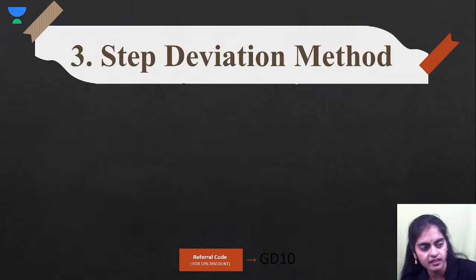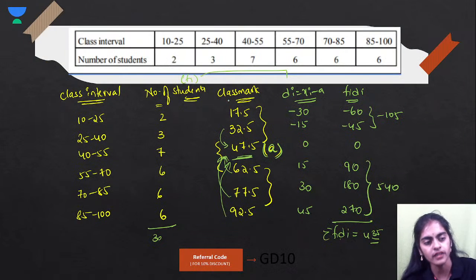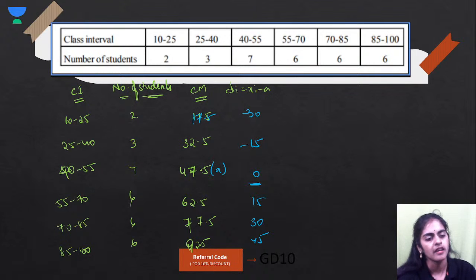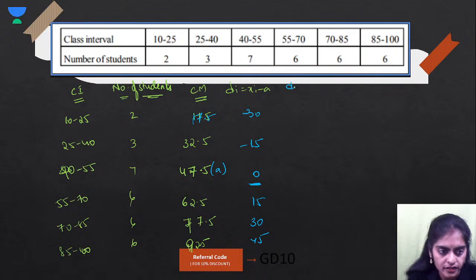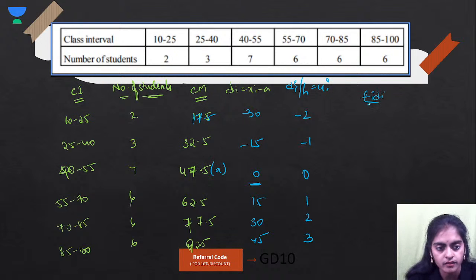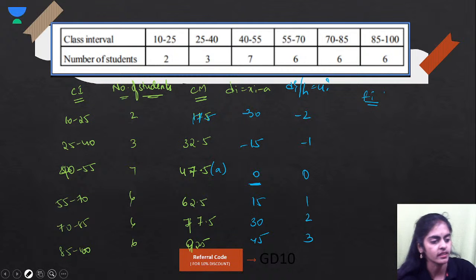Now, in the direct assumed mean method, you found fi di. But here what you will do is see that di has some pattern. What is the pattern? You can see everything is a multiple of 15. So you divide di by h, that is nothing but ui. Okay, so minus 30 by 15 is minus 2, minus 15 by 15 is minus 1. This is 0, 1, 2, 3. Instead of di, now you have found fi ui.